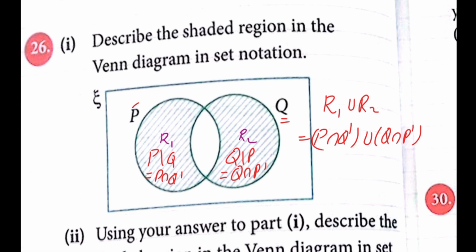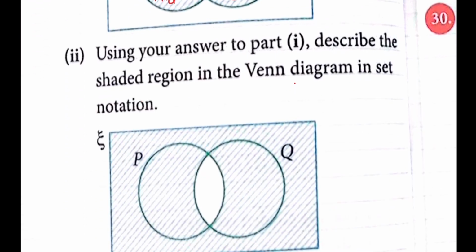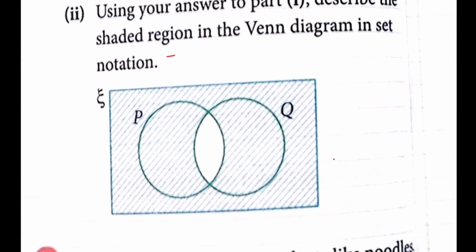Next one. Using your answer to part 1, describe the shaded region in the Venn diagram in set notation. If we have not imposed the condition of part 1, the simple answer to this question is that the unshaded region is P intersection Q. Everything is shaded other than P intersection Q, so the answer is simple: P intersection Q whole complement. This is the simple answer.